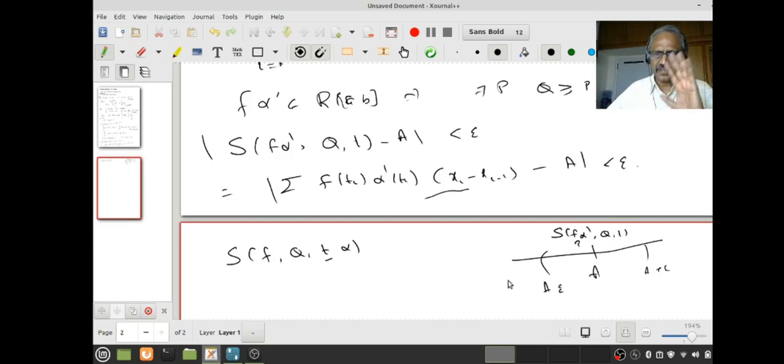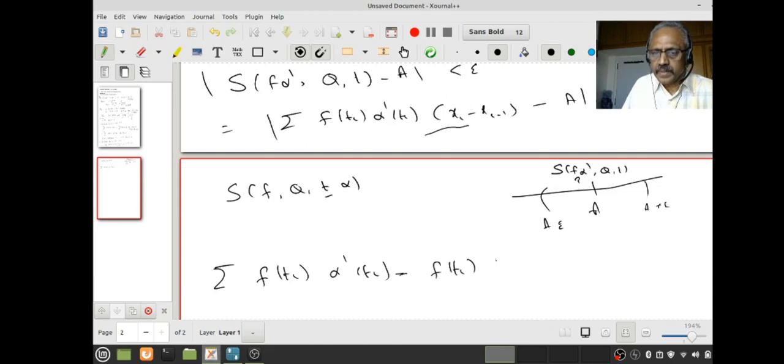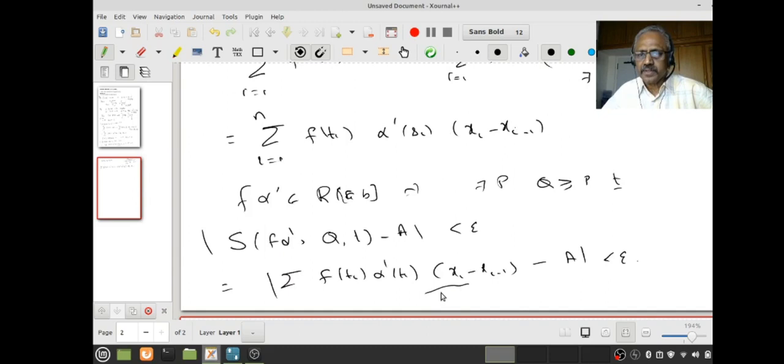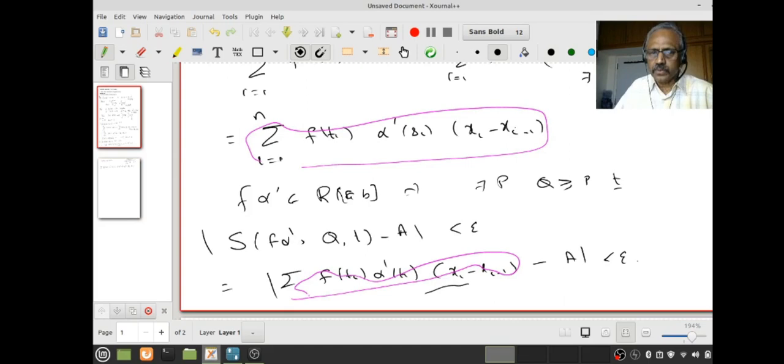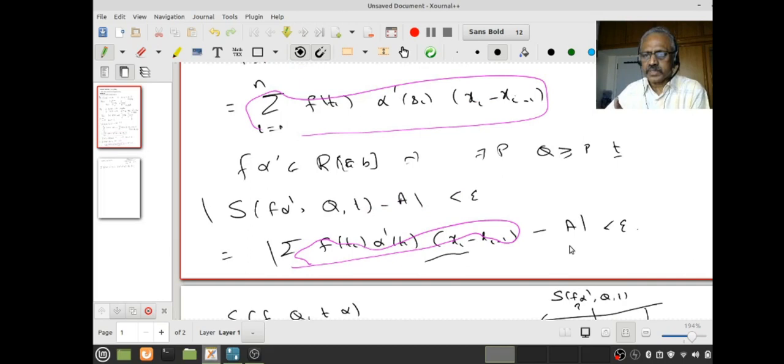Okay, so what should I do now? As we did, I only have to say, what is the difference I have? This is alpha dash of Ti minus F of Ti into alpha dash of Si, the whole thing into Xi minus Xi minus 1. Look at this. This and this is what I'm comparing. So how much do these two fellows differ? If the distance between this fellow and this fellow is some constant times epsilon, then I know this guy will also be some constant times epsilon from A. Are you following? That's a trick.